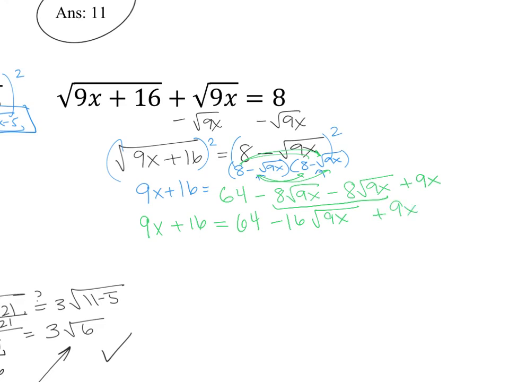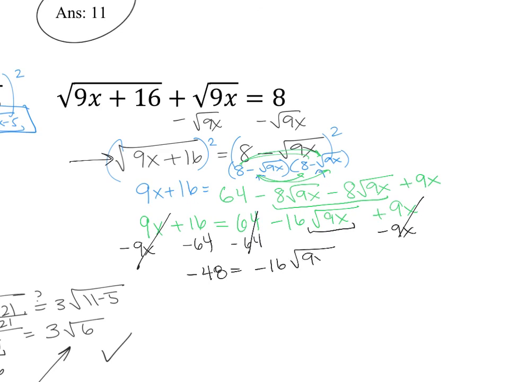So in this type of problem, we're going to have to actually square things twice. So we already eliminated one radical by squaring. We're going to have to isolate this radical. So I'm going to minus the 9x and minus the 64. So that actually cancels those x's and those x's. 16 minus 64 ends up being negative 48. So I have negative 48 equals, those canceled, negative 16 square root of 9x.